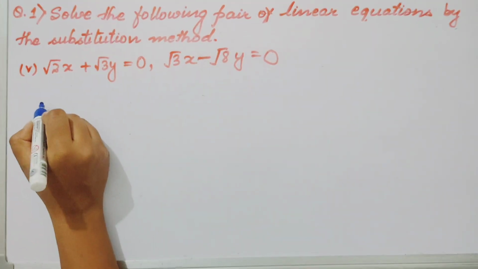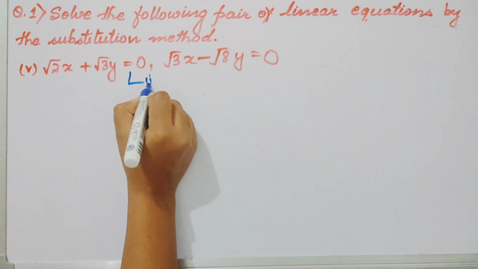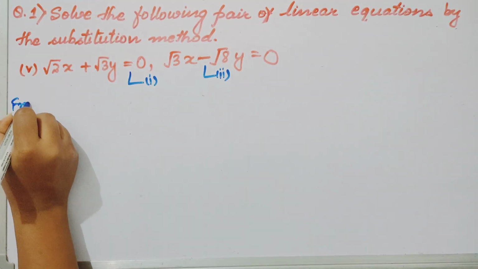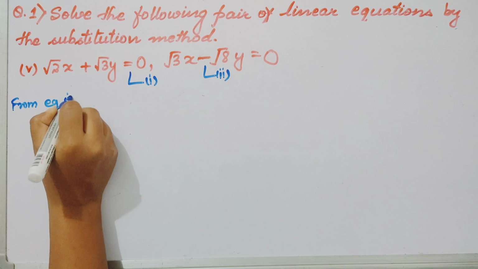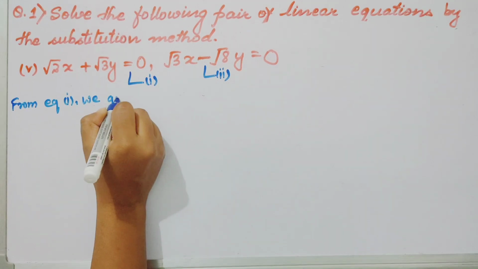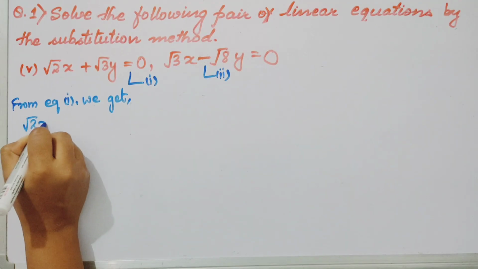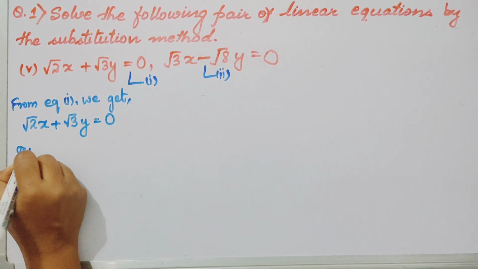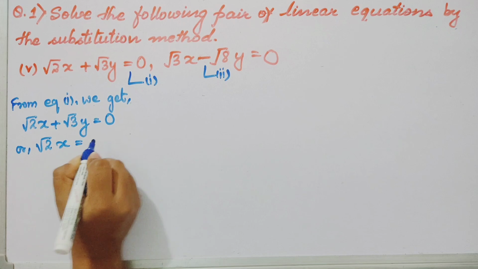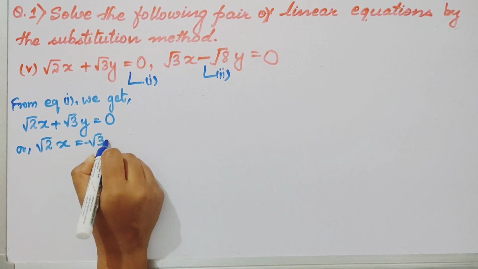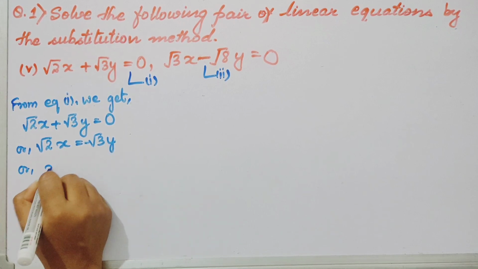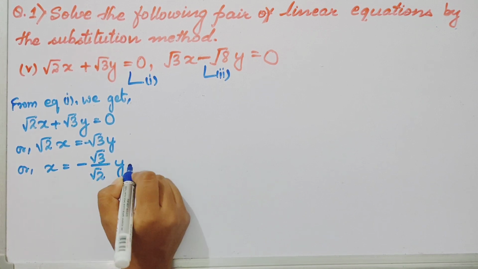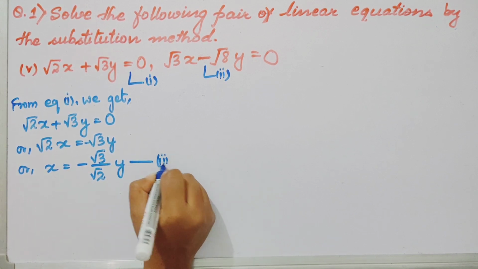We have the next question with the roots. Let's say this is equation 1 and this is equation 2. From equation 1 we get root 2 x plus root 3 y equals 0, or root 2 x equals minus root 3 y, or x equals minus root 3 by root 2 into y. Let us say this is equation 3.